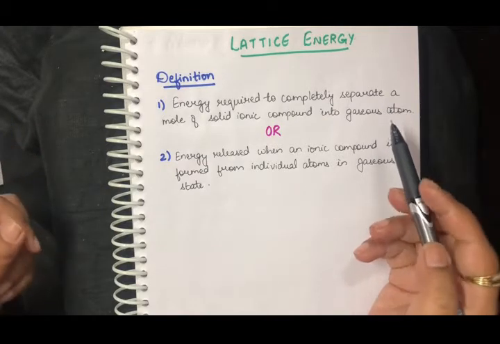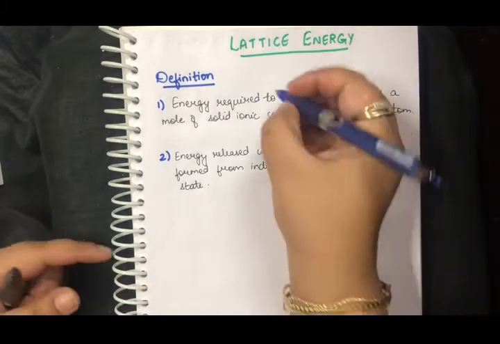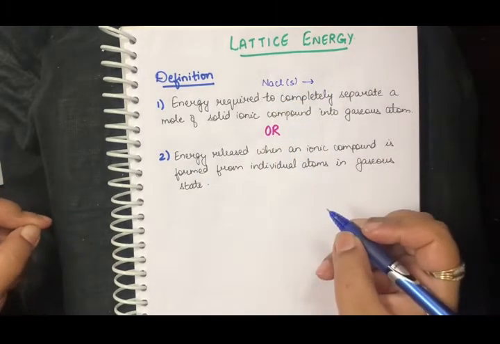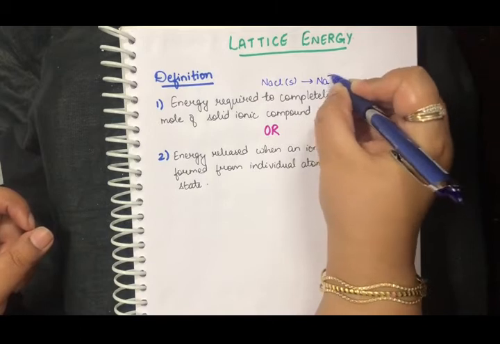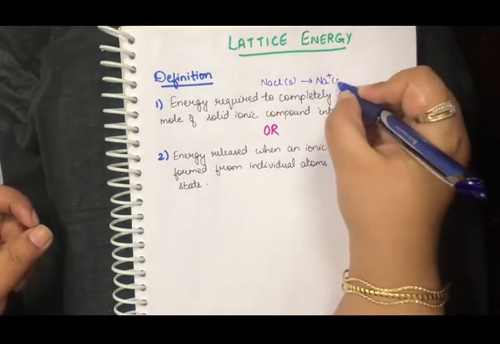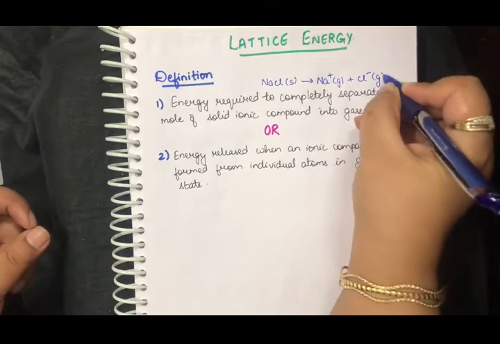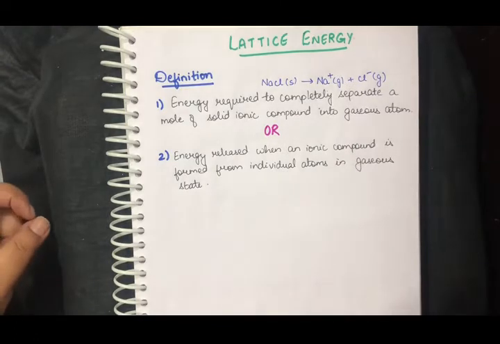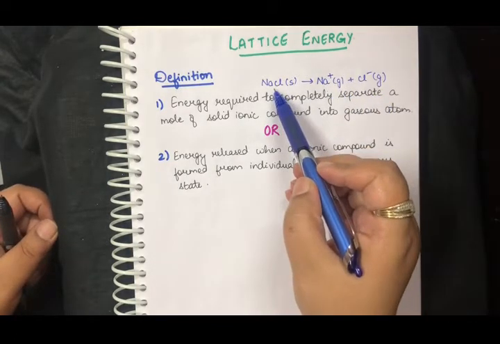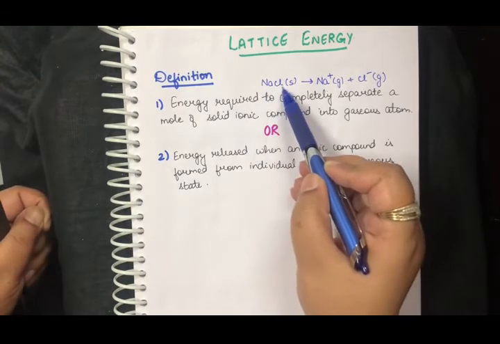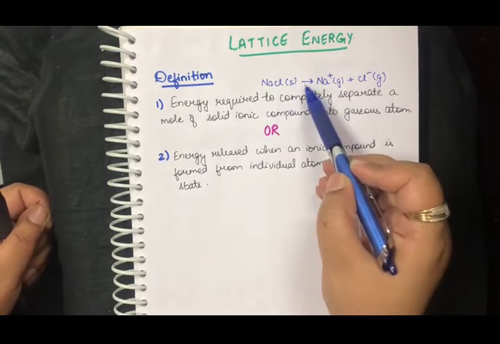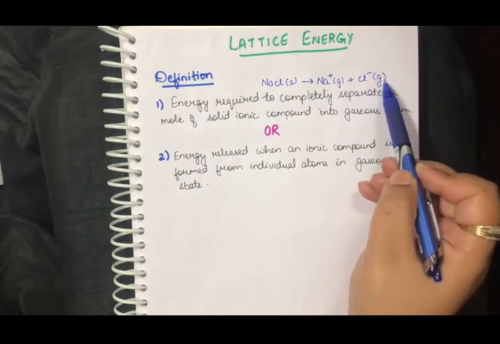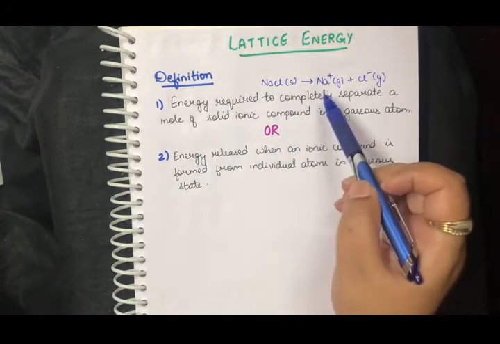Now what do we mean by this is, for example, let's take an ionic compound which is NaCl. Now the energy required to break the bond between Na and Cl and convert them into their respective ions, this particular energy is called lattice energy. I will repeat, the energy required to break the bond in an ionic compound to make it into its respective cation and anion in the gaseous state is called lattice energy.